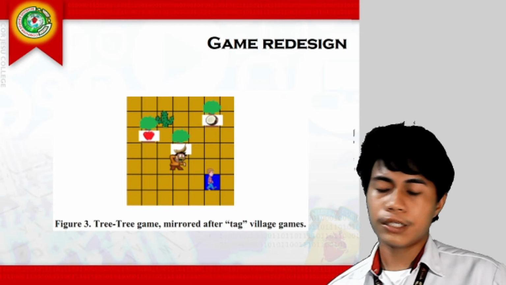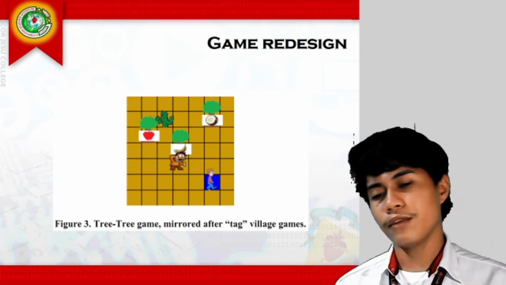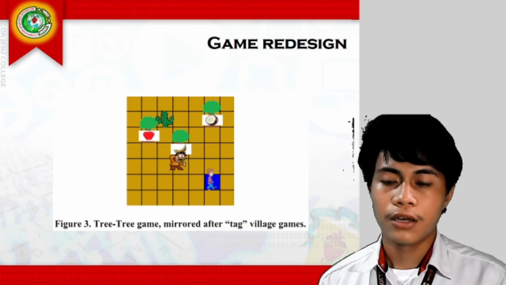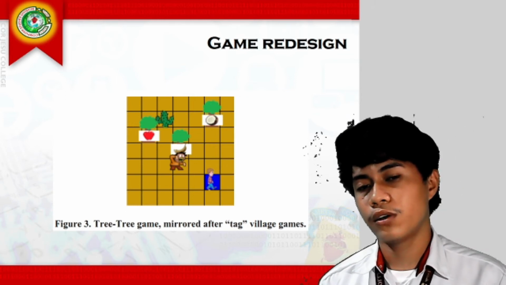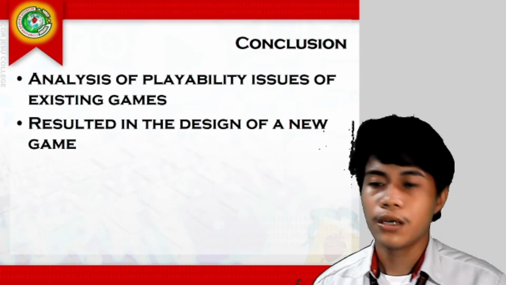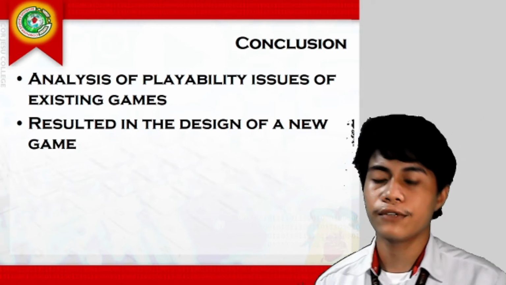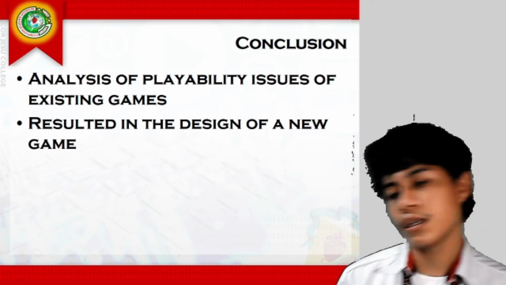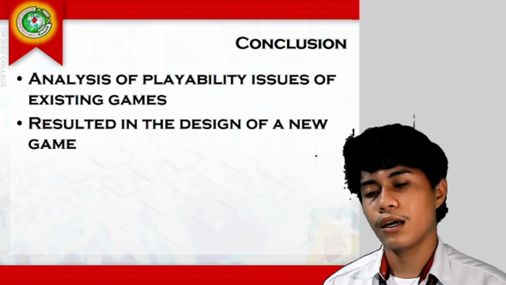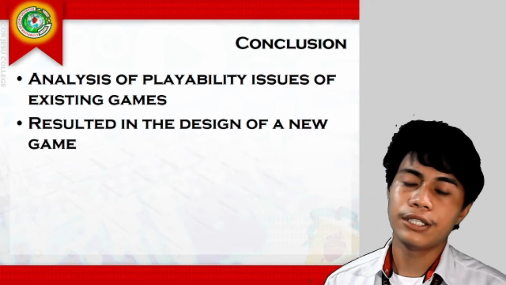The team that researched this study ended up redesigning the game. This is the new design of the game they made. So those findings are being used for this application or game. So the conclusion: analysis of playability issues of existing games resulted in the design of a new game. So those findings again are being used by the researchers so that their games will be played by the Indian children. So we are going now to proceed to lecture 12.